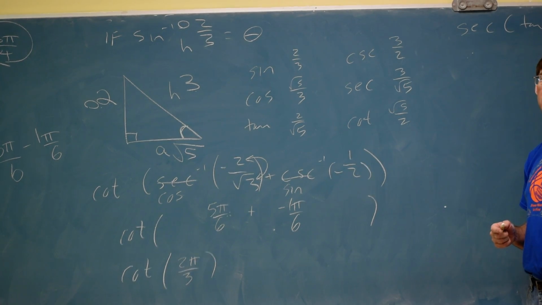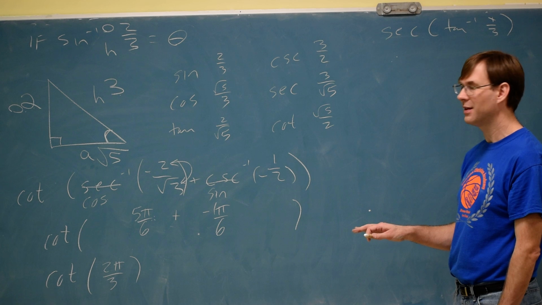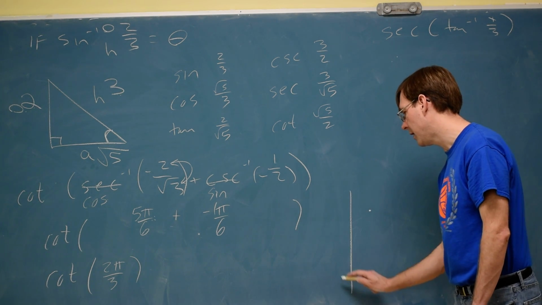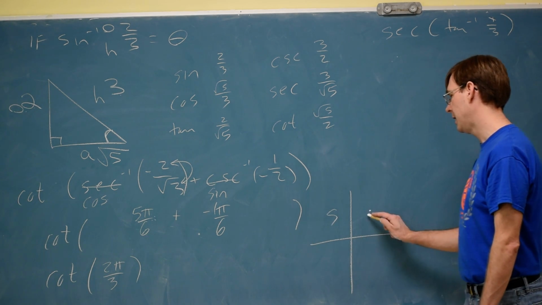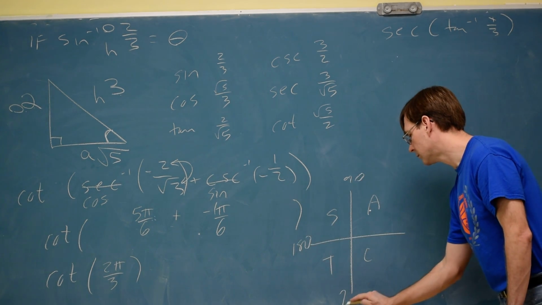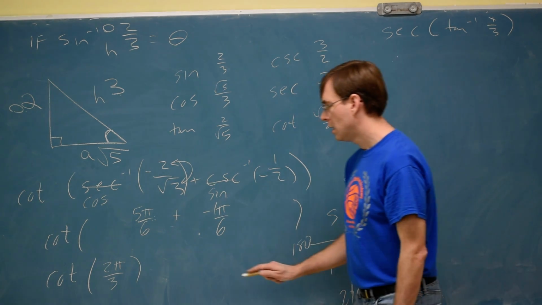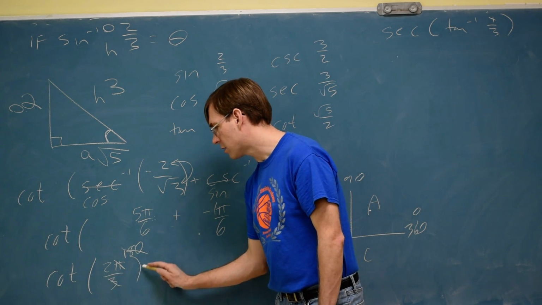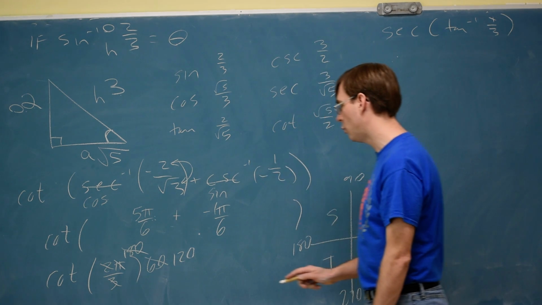Some radian supergeniuses will just live with the radians. I don't think you guys ever fully embraced radians. So if you want to then figure out cotan of that, your best thing is to think about this. In degree form, pi is the same as 180. 180 divided by 3 is 60. 60 times 2 is 120.